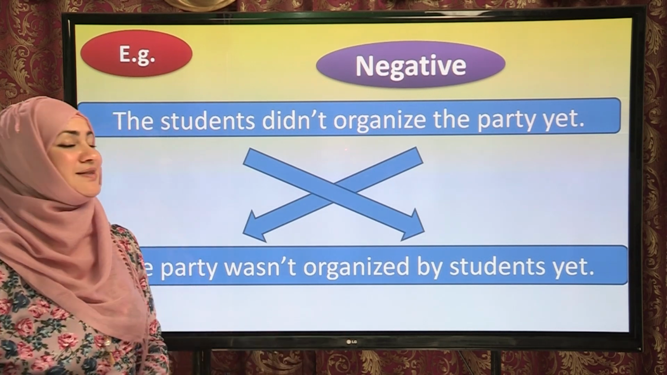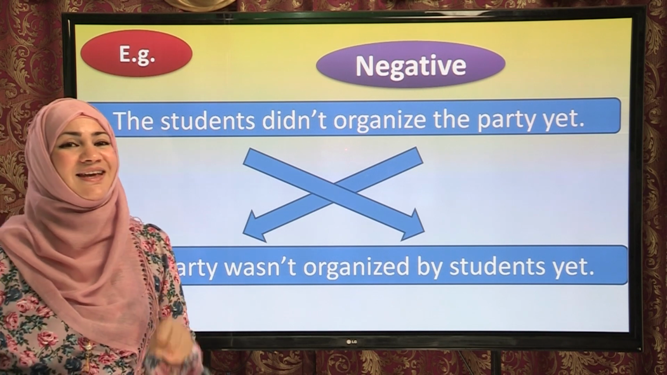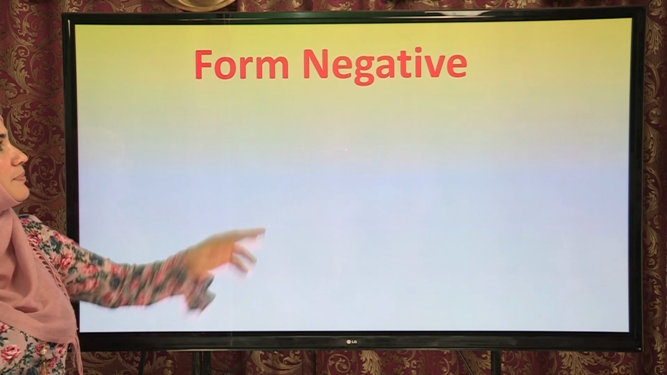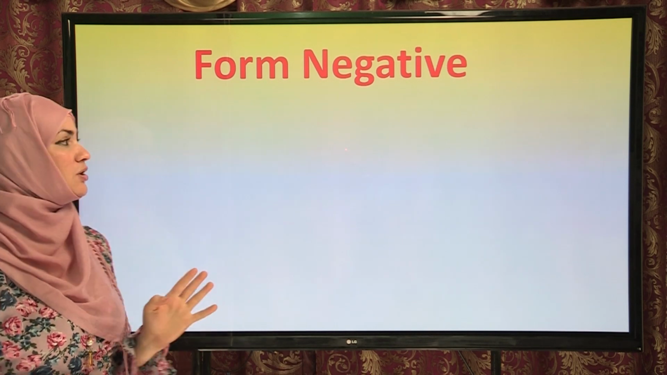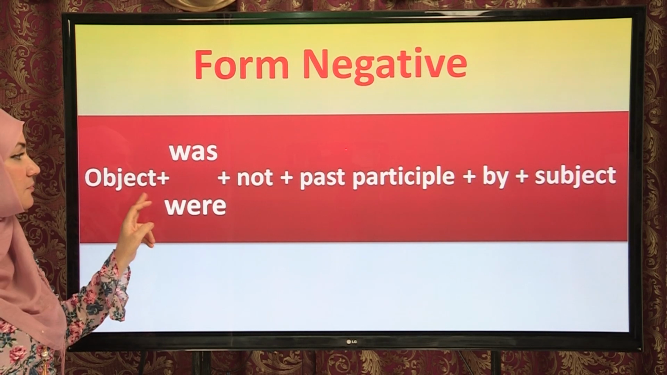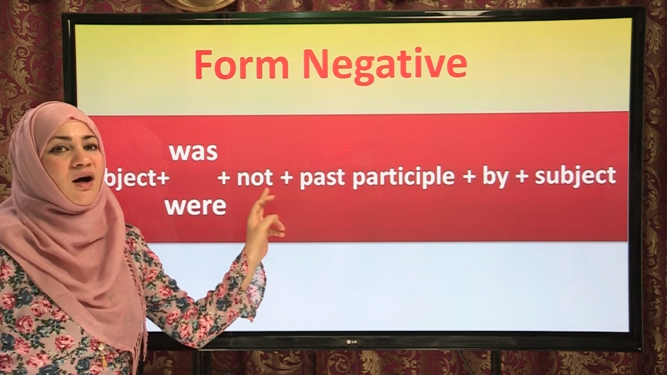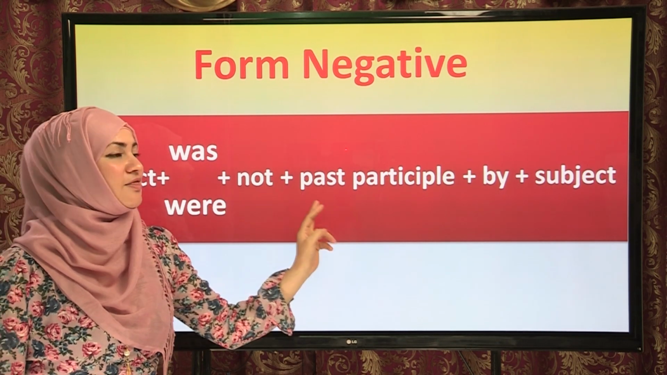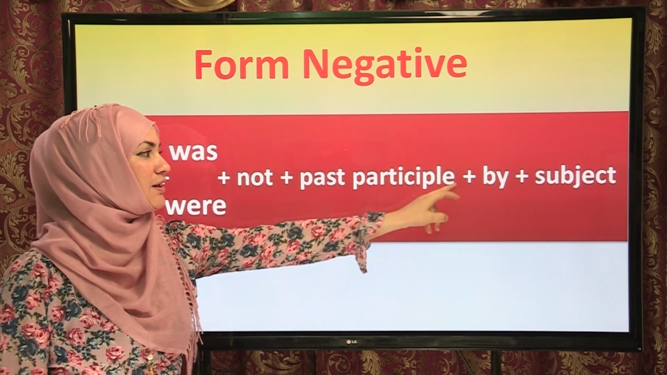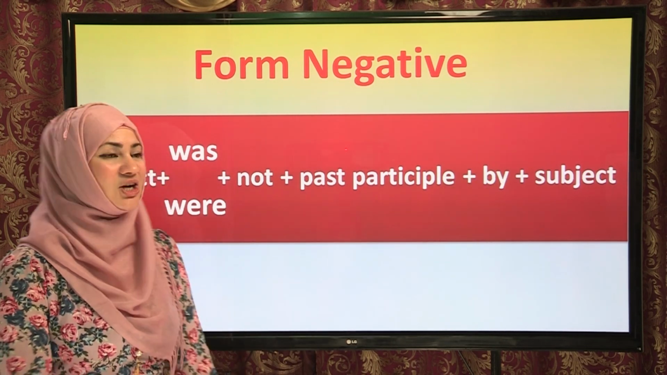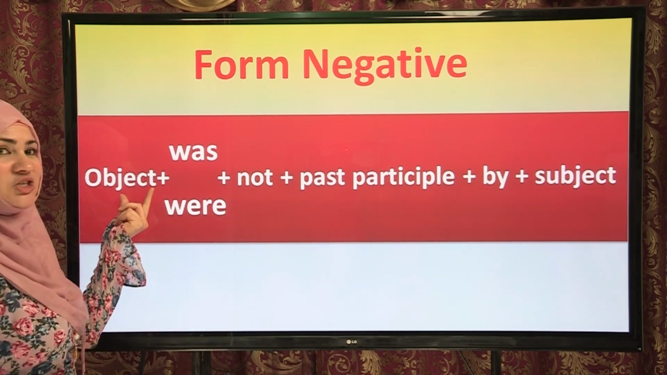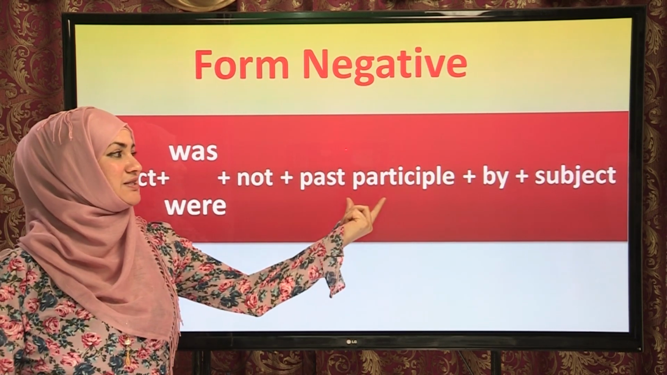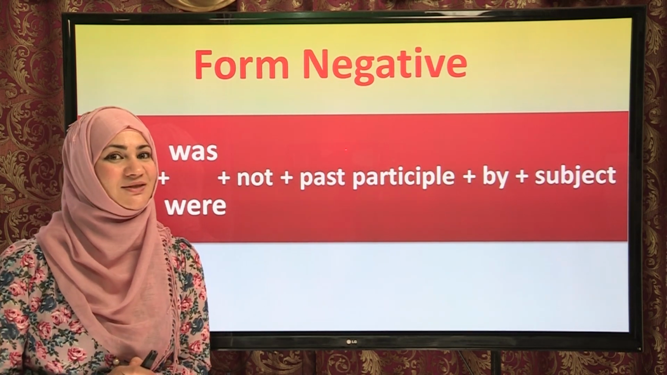So, this is an example. We can take the negative form of the passive voice in past passive as follows. It will be the negative form: object plus was or were not, plus the past participle of the verb, plus by, plus subject. You see here? Object was, were not, plus past participle, plus by, plus subject.